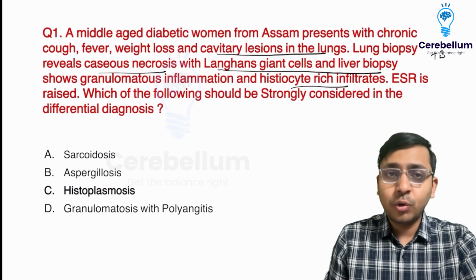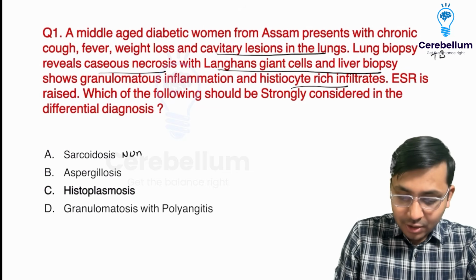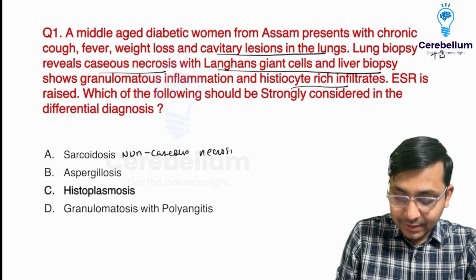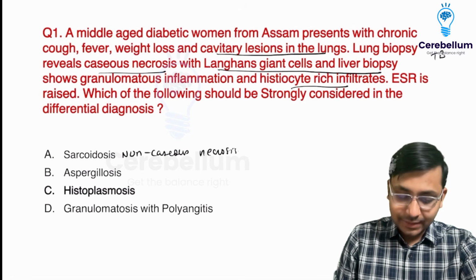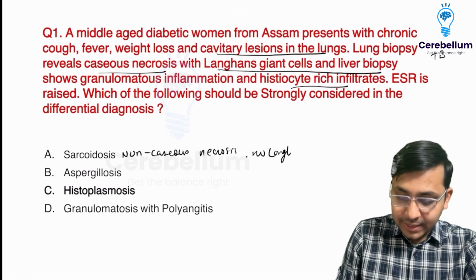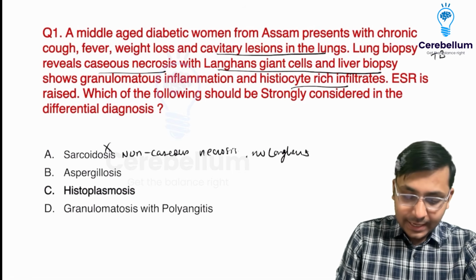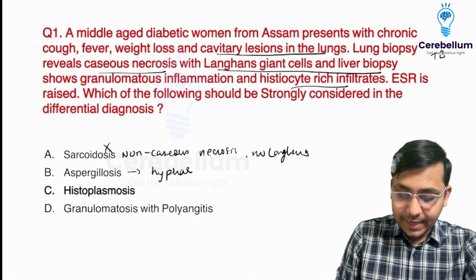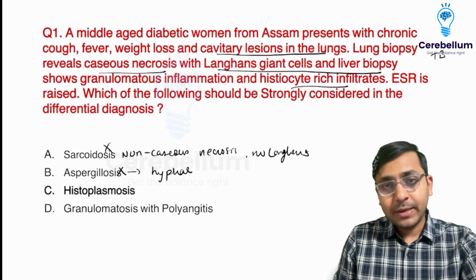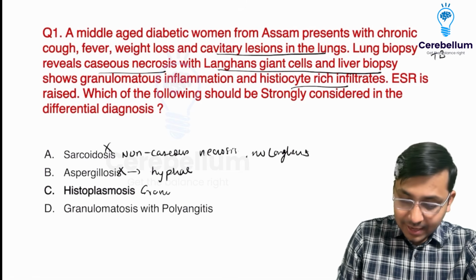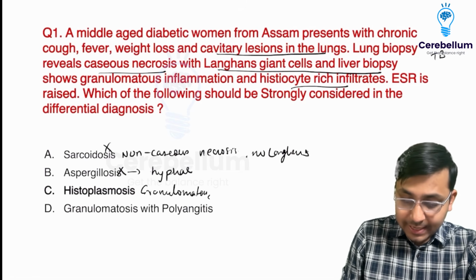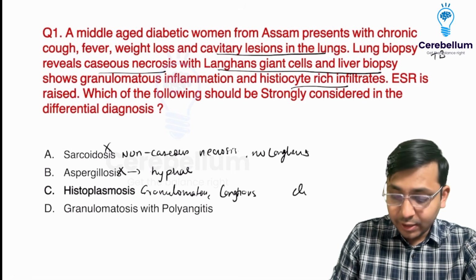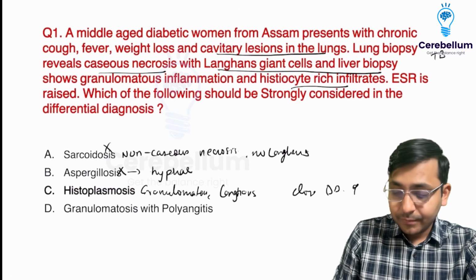Now sarcoidosis shows us granulomas, yes, but they are non-caseating, non-necrotizing granulomas, and no Langerhans giant cell. No Langerhans giant cell. So again, unlikely. Aspergillosis shows me hyphae. Again, not the answer. Histoplasma, yes, it can show me granulomas, and yes, it can also show Langerhans giant cell. And it's a very close DD of TB.